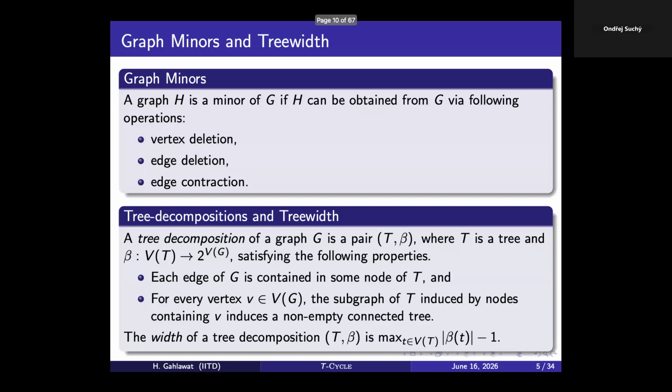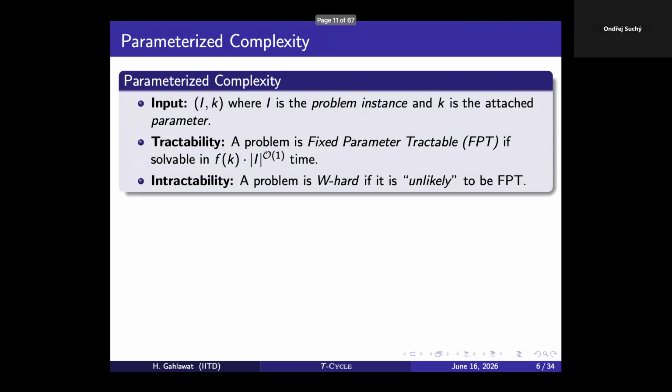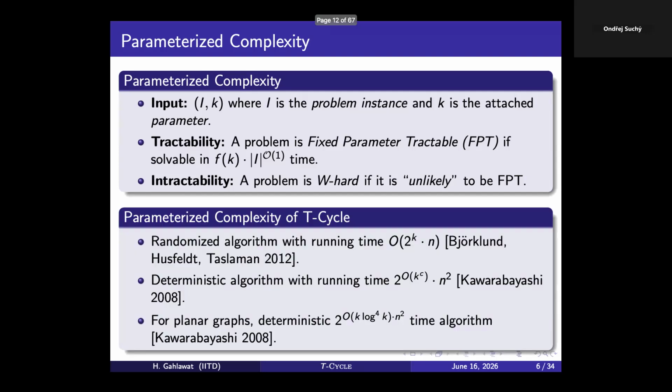I'll not define tree decomposition and treewidth for this audience. I should not define parameterized complexity as well, but just for the sake of it, in parameterized complexity, for each instance I, you attach a parameter to this instance. And now you want to measure the tractability of the problem as a function of both the size of the instance I and this parameter k. And the well-established notion of intractability is W-hardness.